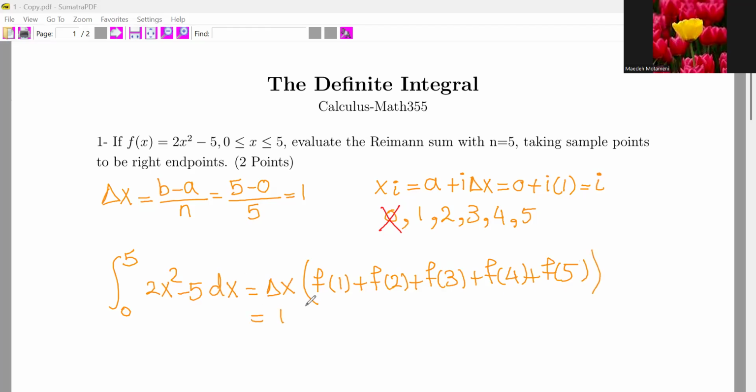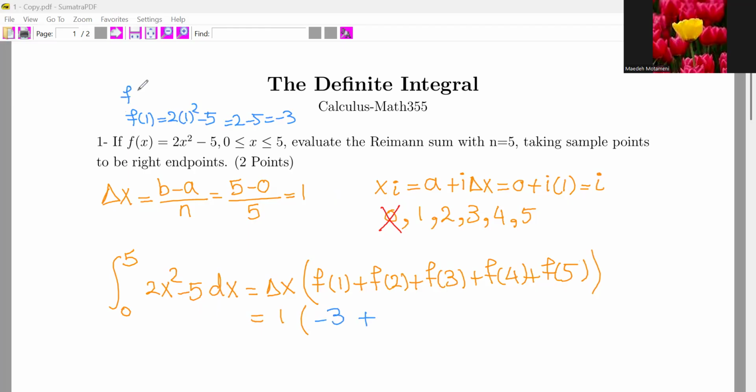Delta x is 1. Using a calculator, if you plug in 1 here, you would get 2 times 1 squared minus 5, which means 2 minus 5, which is negative 3. So in here, instead of f of 1, I would write negative 3.